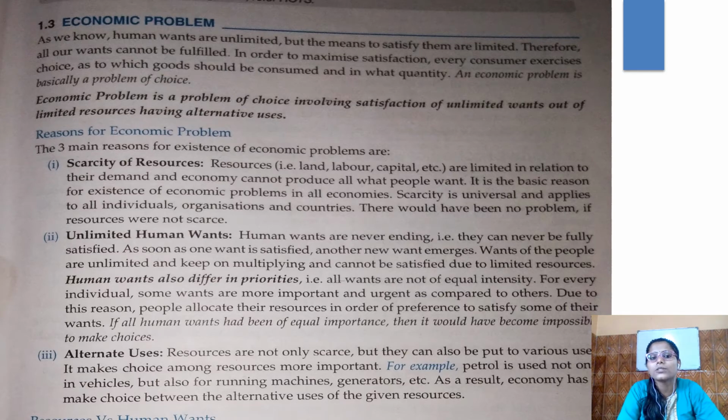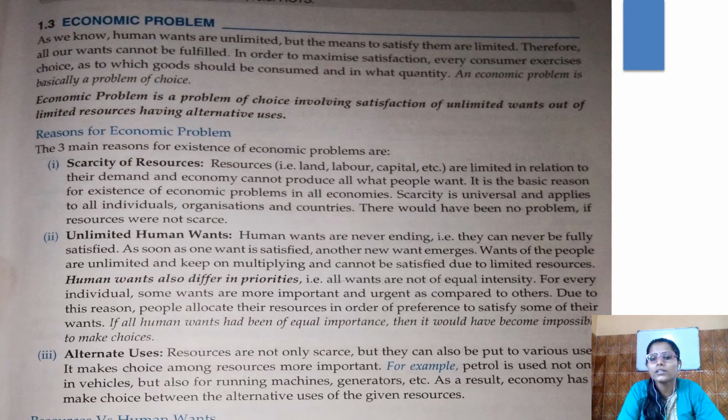For every individual, some wants are more important and urgent as compared to others. Due to this reason, people allocate their resources in order of their preference to satisfy some of their wants. If all wants had been of equal importance, then it would have become impossible to make choice. Here that means your human wants are never ending and never satisfied. All human wants can never be satisfied because your resources are limited.